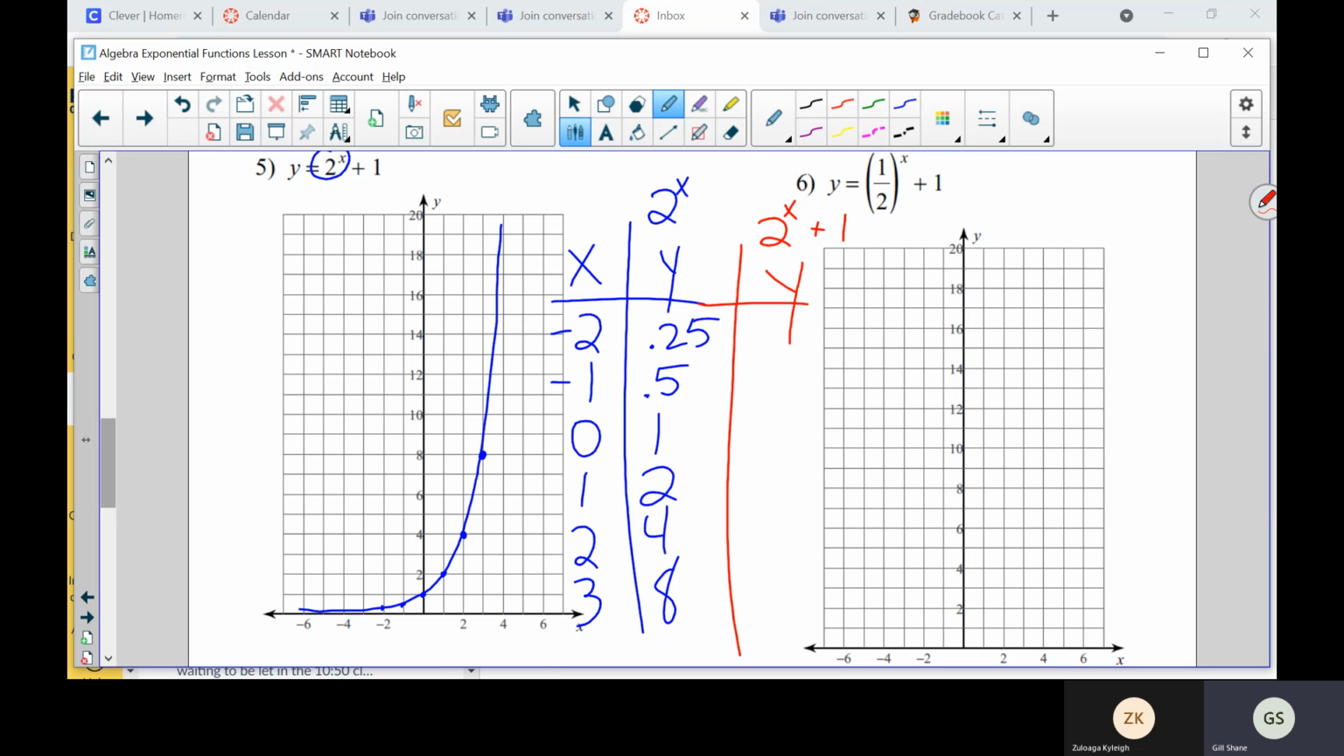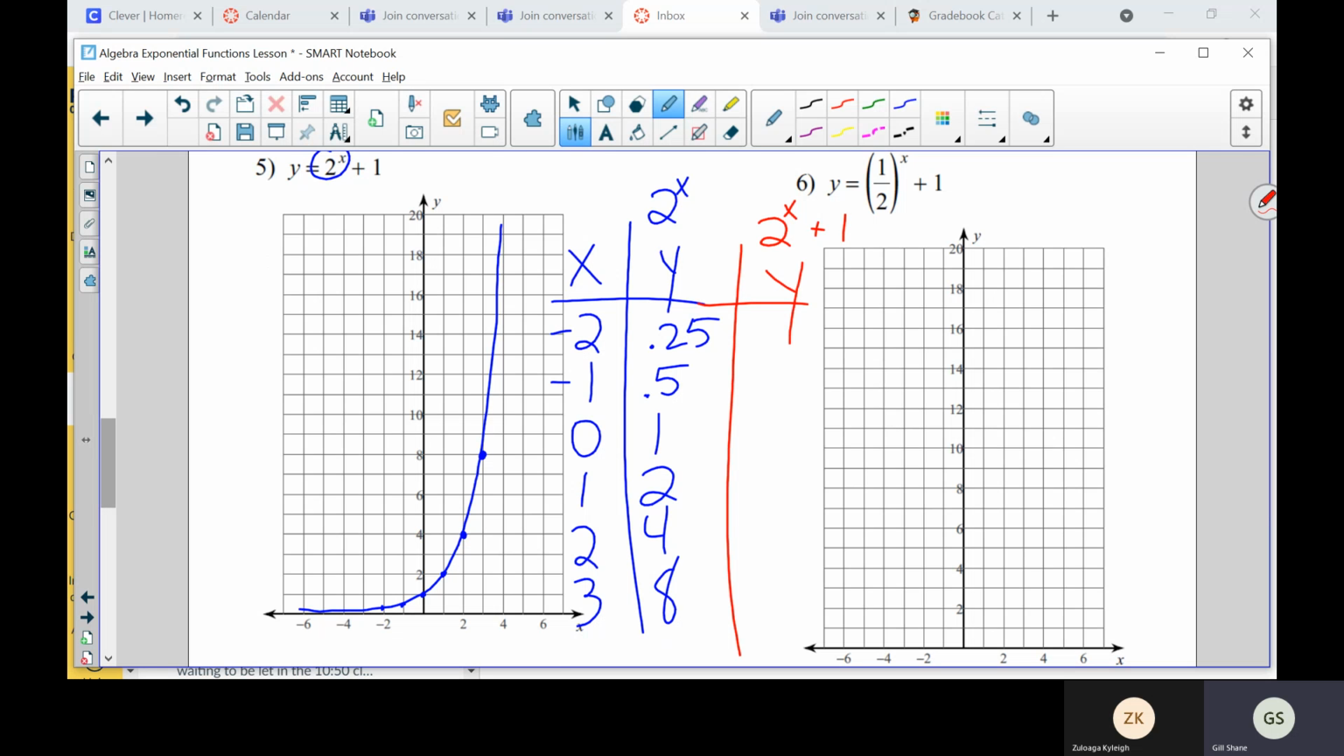Because order of operations is do exponents first. So we would still solve this part first, and then we would just add 1 to it. So basically I'm just taking all of these values and adding 1 to them. So that's what I'm going to do. I'm not going to plug in any x's or anything. I'm just going to add 1 to all of the values I already have right here.